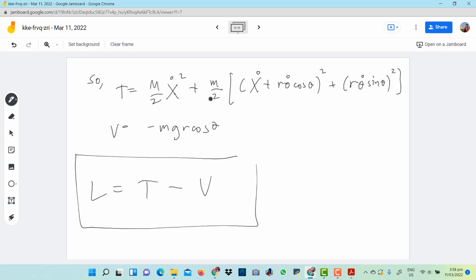Okay, so kani x dot, kani is y dot na. Okay? So yeah, so we are now ready to solve the equation of motion using Lagrangian. Okay, using Lagrangian mechanics. Okay? So mao ni, no?